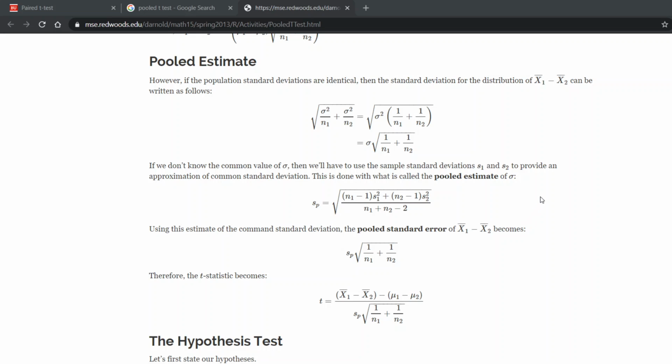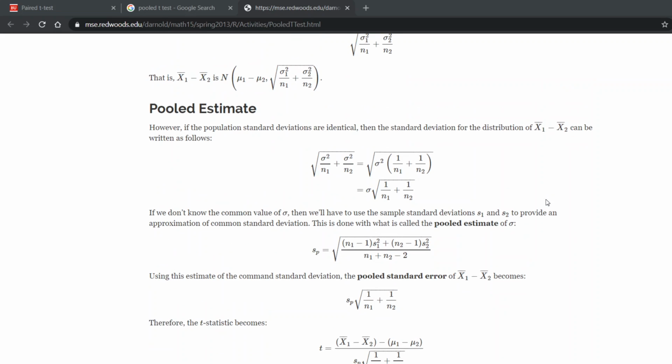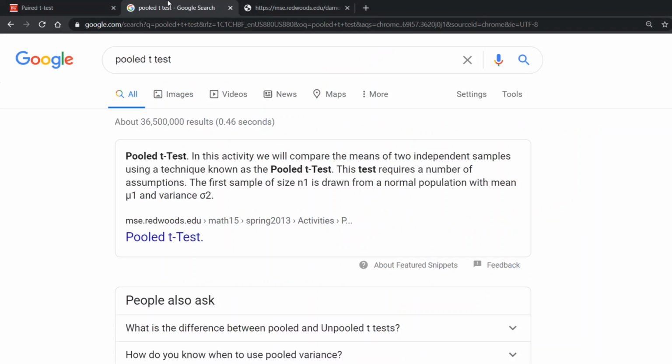Now, the t-test statistic is a very generic term because the actual calculation of the test statistic that gets put into the machinery requires a specific formula, and that formula is specified upon the conditions. So we're going to go over the first one, which is the pooled t-test.